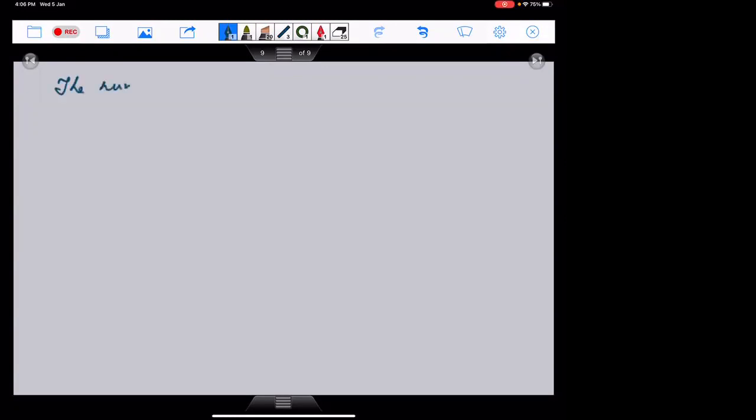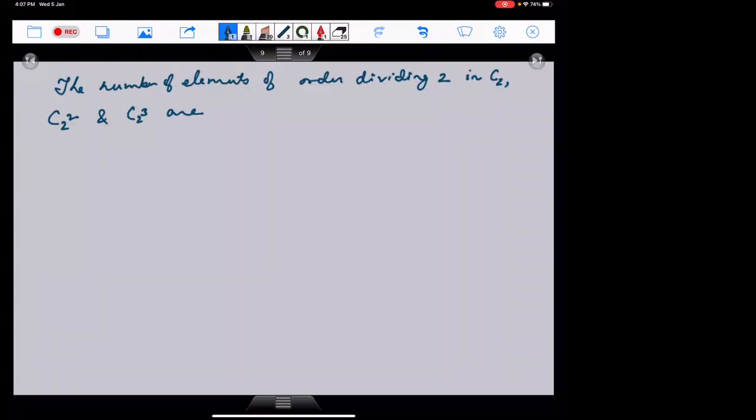So the number of elements of order dividing 2 in C2, in C2 square and C2 cube are, let us complete this. Order dividing 2 means 1 is also allowed, so 1 and 2 basically. How many elements are there of order 1 and 2 in C2? The answer is 2, right? For C2, I will not ask. Even C2 square, that means in C4, how many elements are there of order 1 and 2?